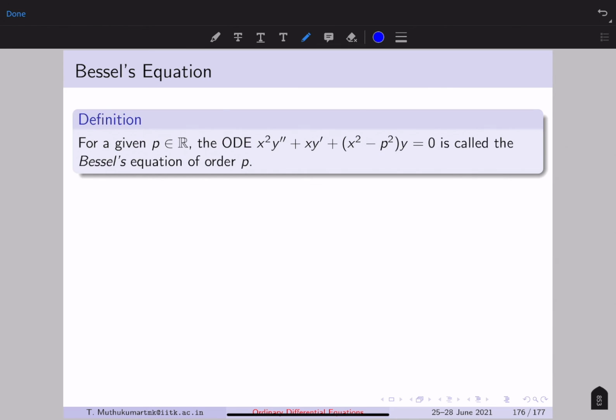Now let's do the third case. For that we will use this very special equation called the Bessel's equation. A Bessel's equation of order p is an ODE of this form.